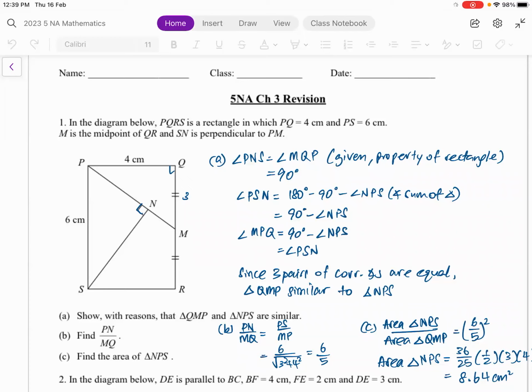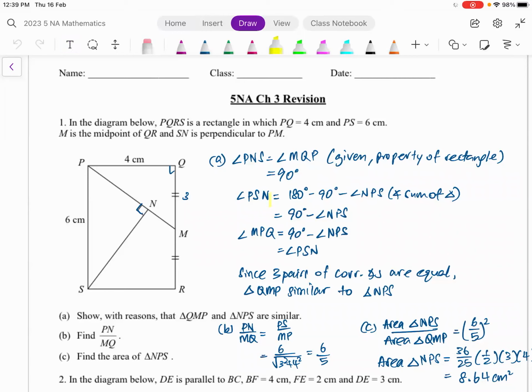One pair is done already. So let's look at another pair. Suppose I want to check out angle PSN. Okay, this is the angle. I want to check whether it is the same as another angle. So this is called PSN. Going back to my naming of the triangle, PSN, I want to show that it is the same as MPQ. I am now trying to prove that these two yellow angles are the same. Unfortunately, I don't have any information about the size of these two angles.